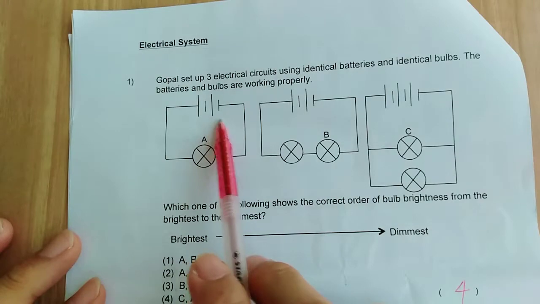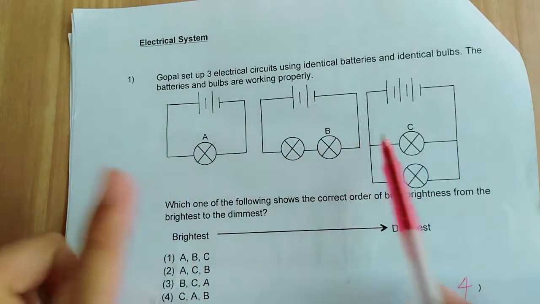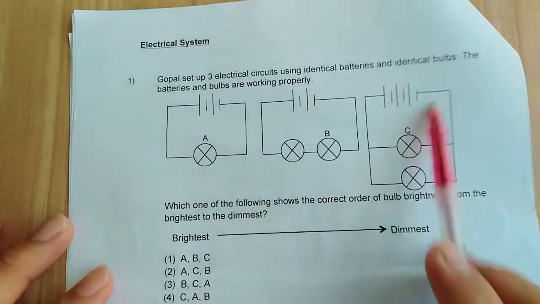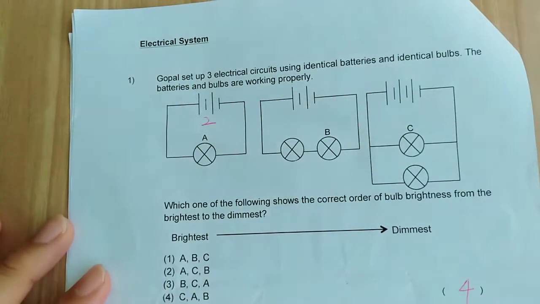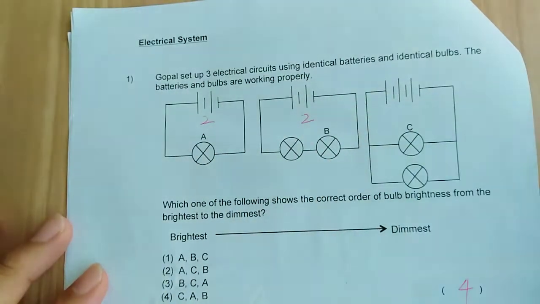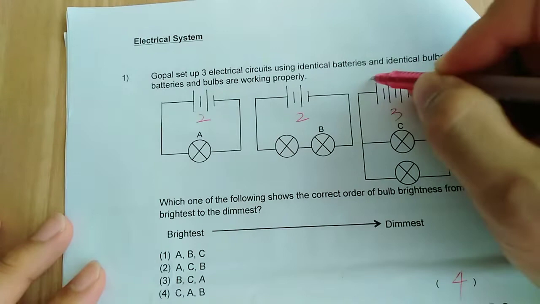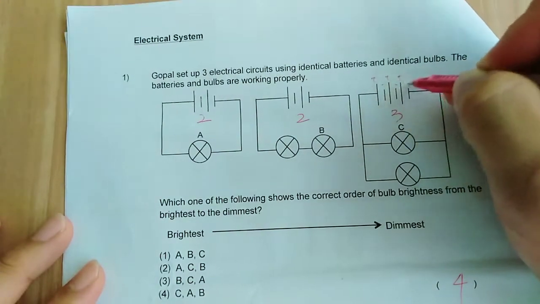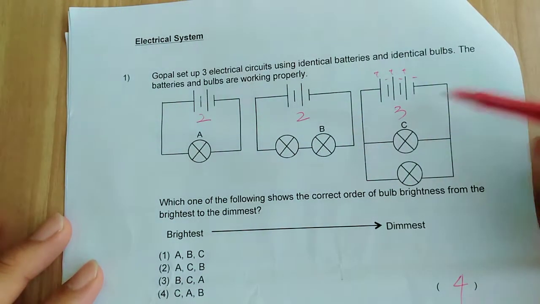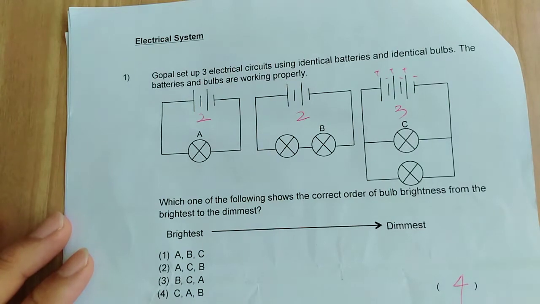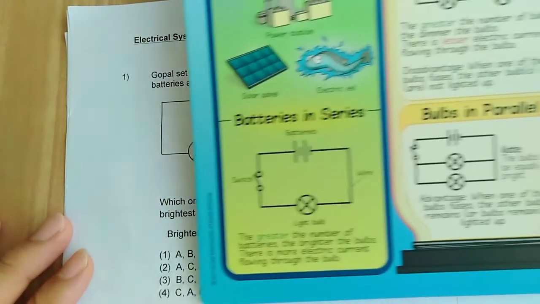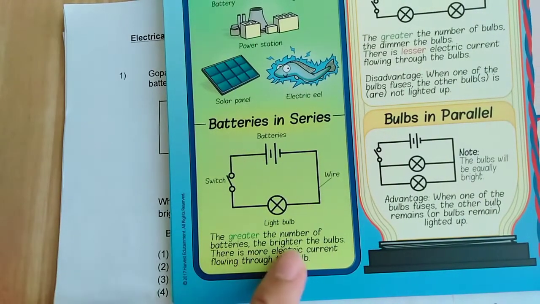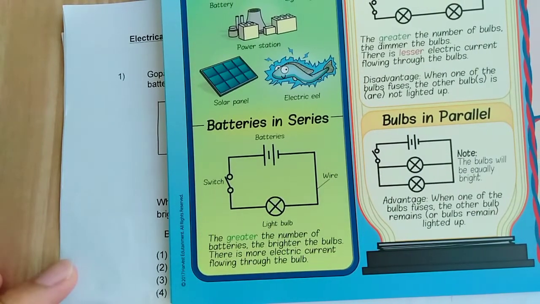Well, I see. We must always compare when we are given 2 or more diagrams. Let's compare across this. There are 2 batteries here. You can write this down, please. 2 batteries here, and here 3 batteries. Plus, minus, plus, minus, plus, minus. A lot of batteries, right? We learned before that if we want it to be bright, the greater the number of batteries, the brighter the bulbs. So let's see if this is true here.